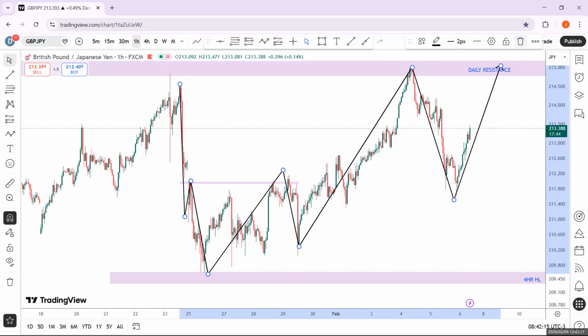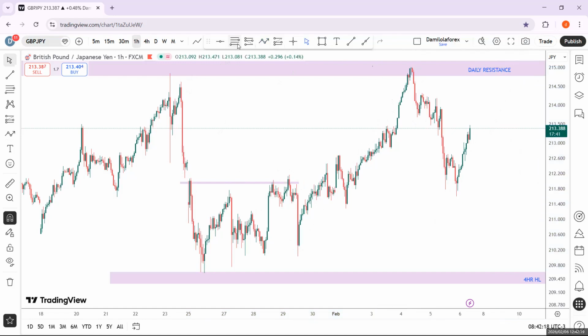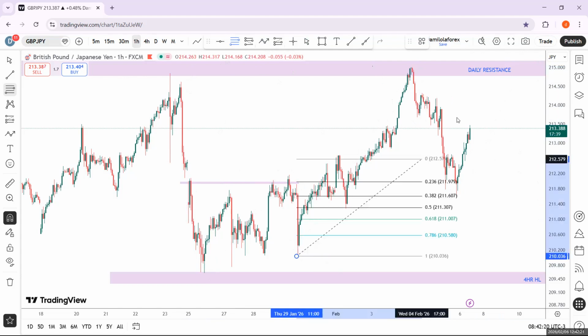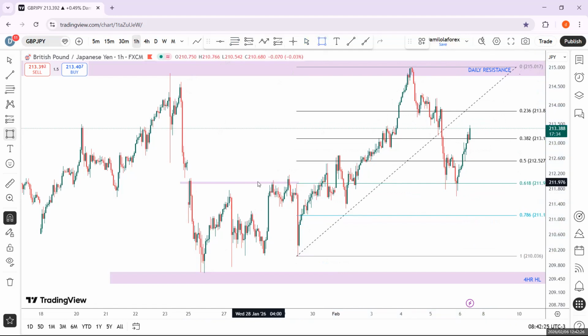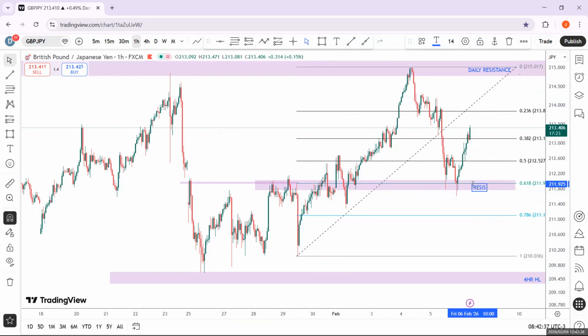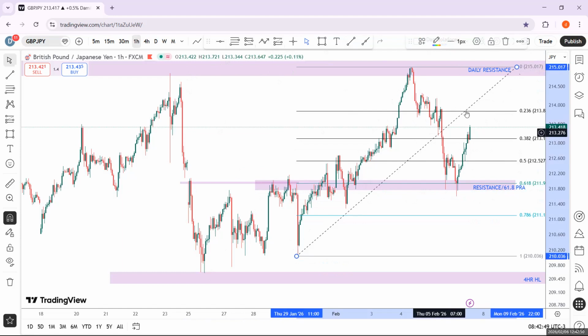So now the big question is, why are we expecting price to pull at this level? Okay, a couple of things. One, if we bring out the Fibonacci from here to here, we are going to see that this level is the 61.8. We are going to see that this level is 61.8, and this level is also resistance. So here we can tag this level as resistance slash 61.8 potential reversal area. Okay, so this is a PRA. PRA means potential reversal area.